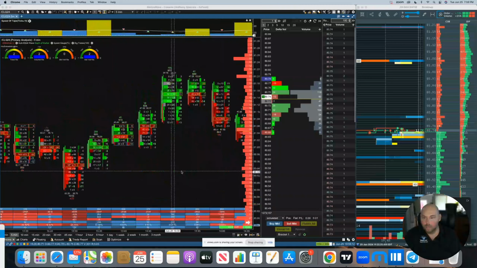So, integrating order flow components like you see on this screen: the footprint, the time and sales, the volume profile, the delta volume profile, the speed of the tape, the gauges, the delta and the volume on the bottom, and all the components that go along with it. The BookMap on the right side. Is it all insightful?